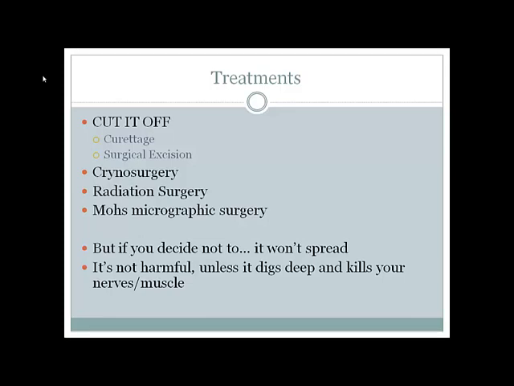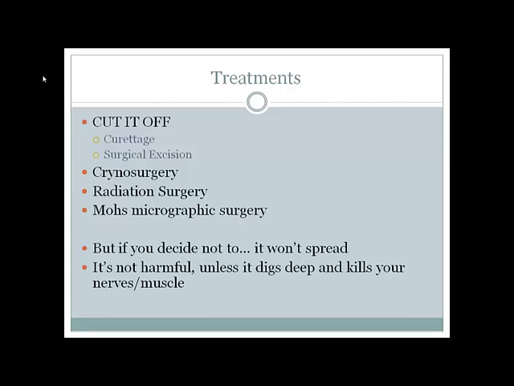Some doctors may recommend a cryosurgery or a radiation surgery. In the case of a cryosurgery, they'll basically have it frozen off. Radiation surgery, they'll have it radiated off. This is a more complicated process, and maybe for if you have the basal cell carcinoma a little deeper into the dermis layer. But in most circumstances, this is not necessary.